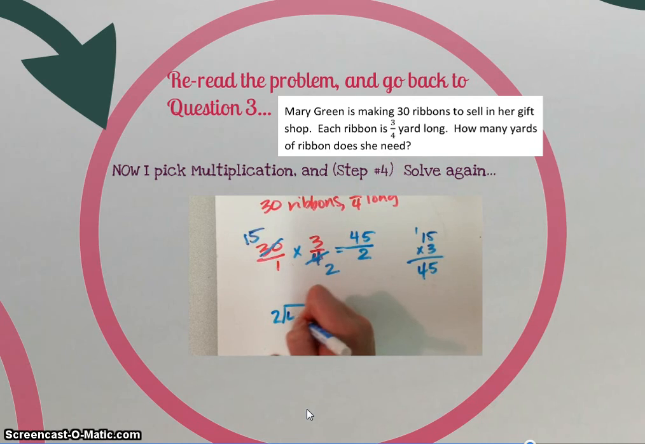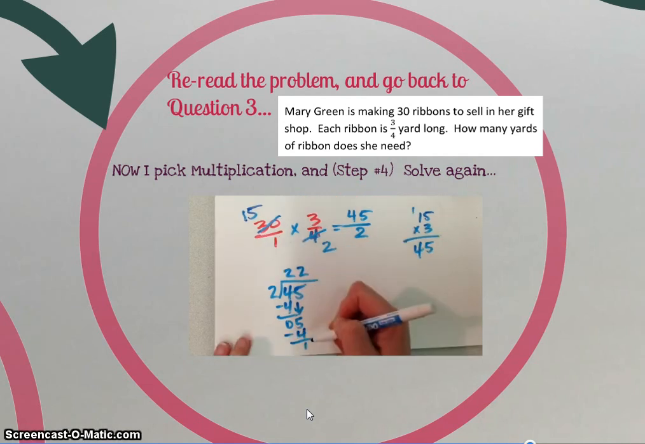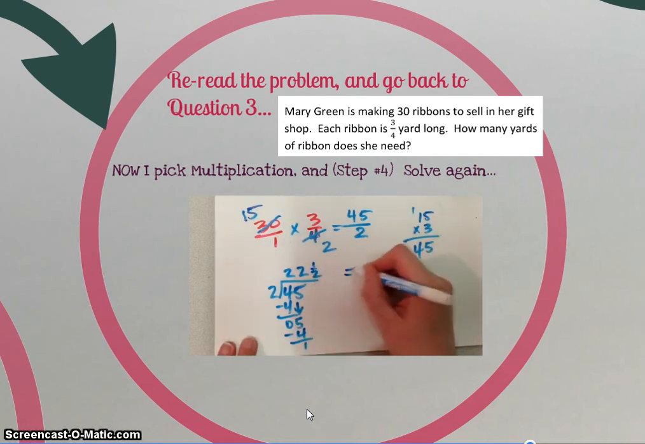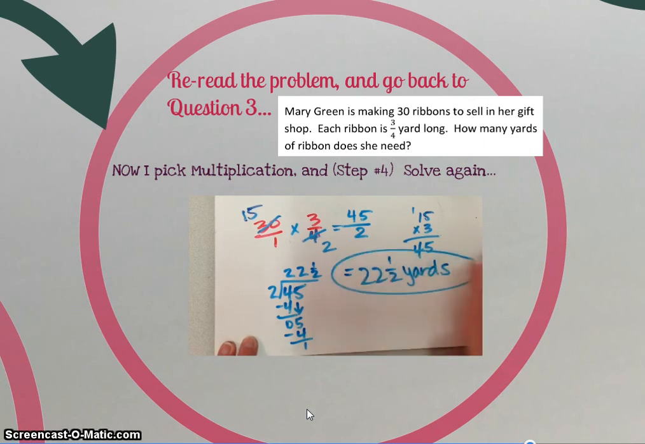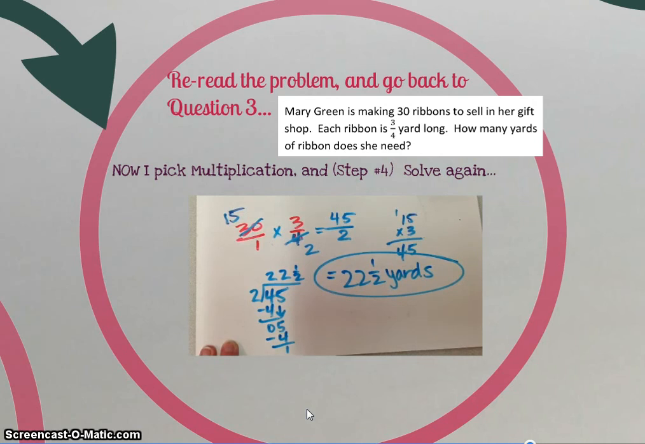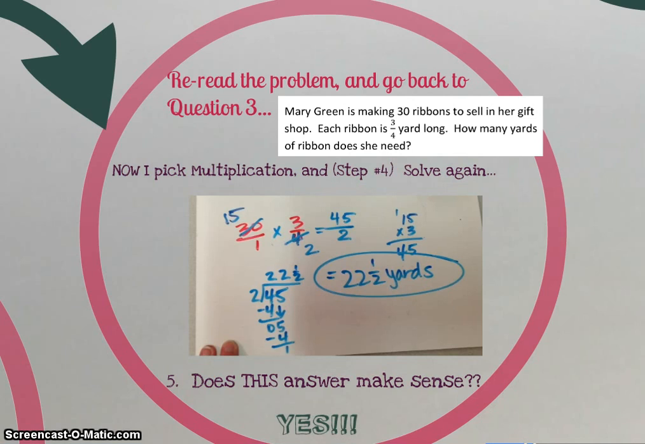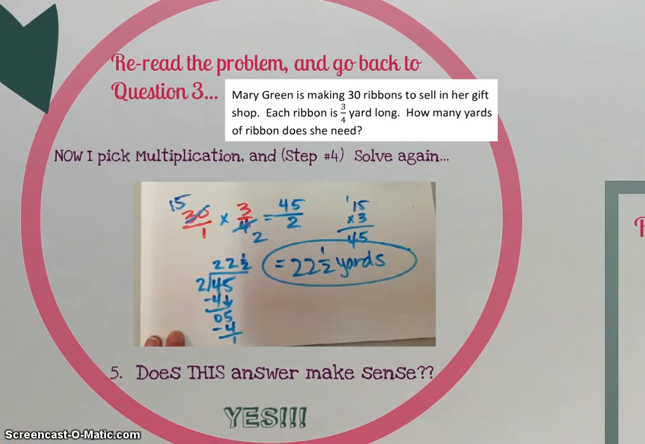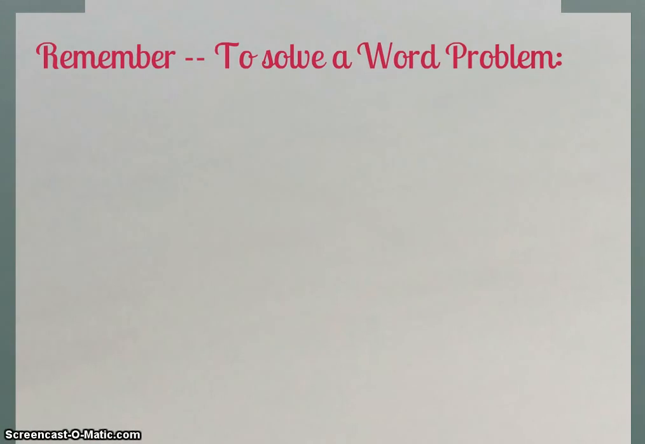Okay, and that's an improper fraction, right? My bigger number is up top, so I'm going to convert it into a mixed number. Oh, I ran off the screen here. Hold on. So now I know that she's going to need 22.5 yards. Does this answer make sense? And I think in this case, yes, it does. It is a number smaller than 30, so it is an answer that makes sense. Phew, we solved the problem.